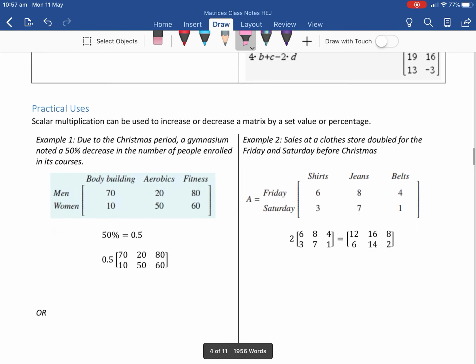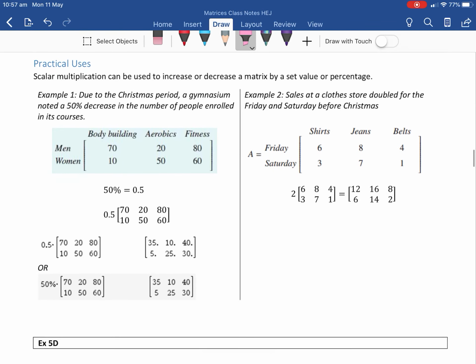And lastly, very short chapter today, just some practical uses, so why we use scalar multiplication. We can use it to increase or decrease a matrix by a set value or percentage. So this comes in handy for something like our financial arithmetic.